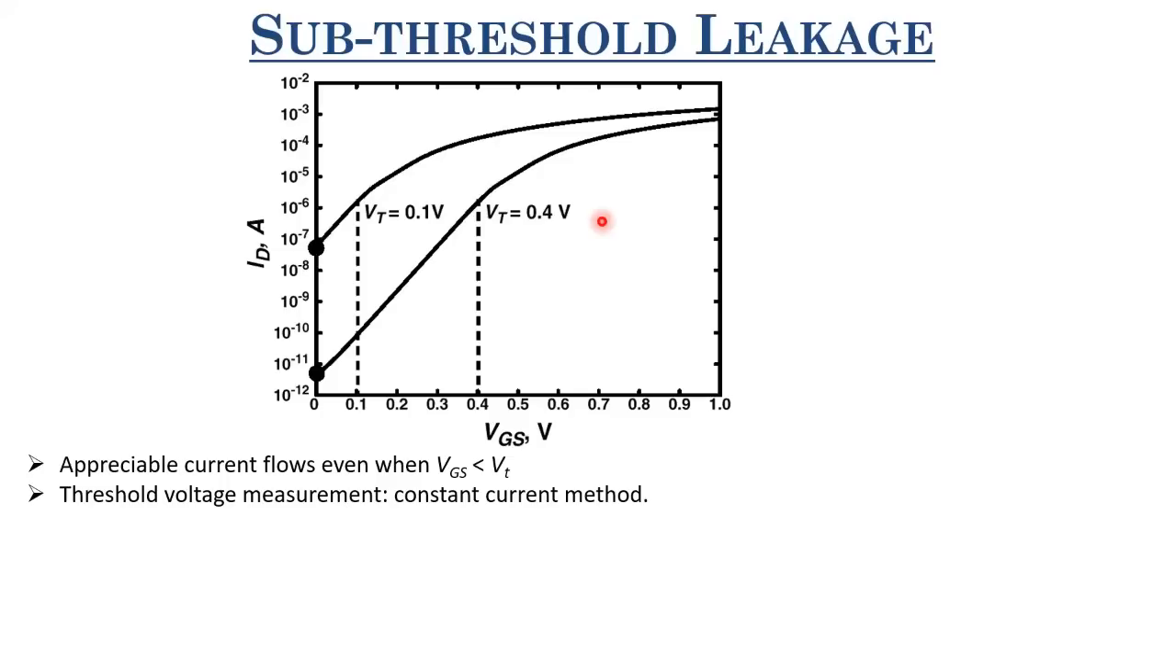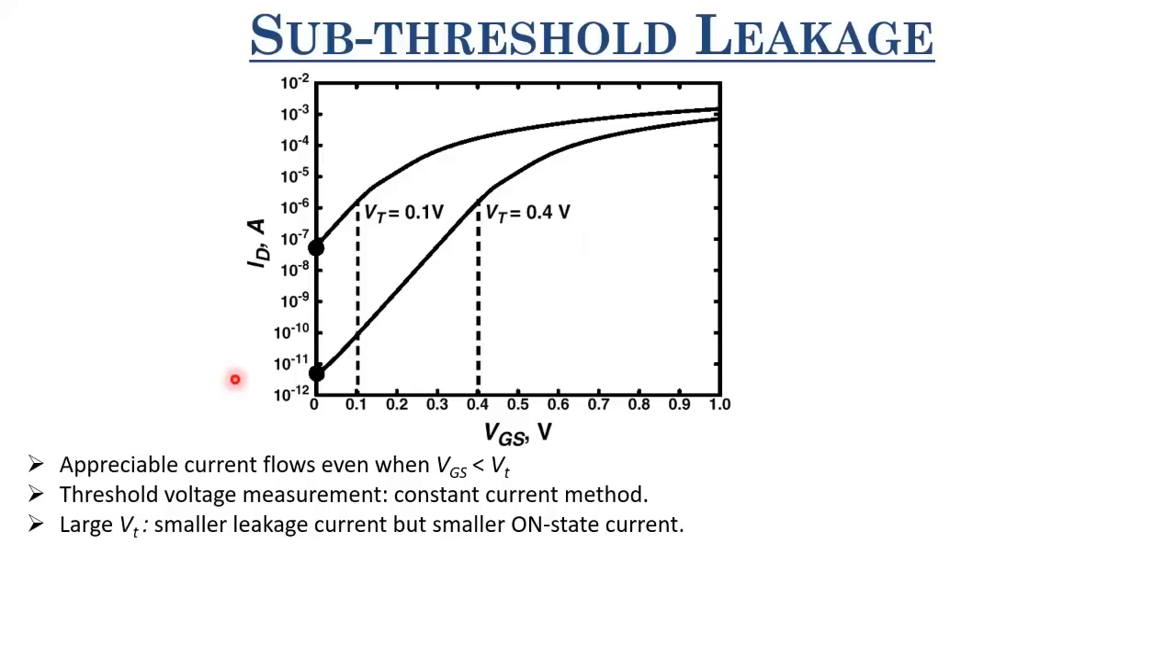There are like 8 or 9 ways of measuring this threshold voltage. However, the easiest way, and what industry follows, is this constant current method, 10 to the power minus 7 W by L, and the gate voltage at which that current is achieved is your threshold voltage. Okay.